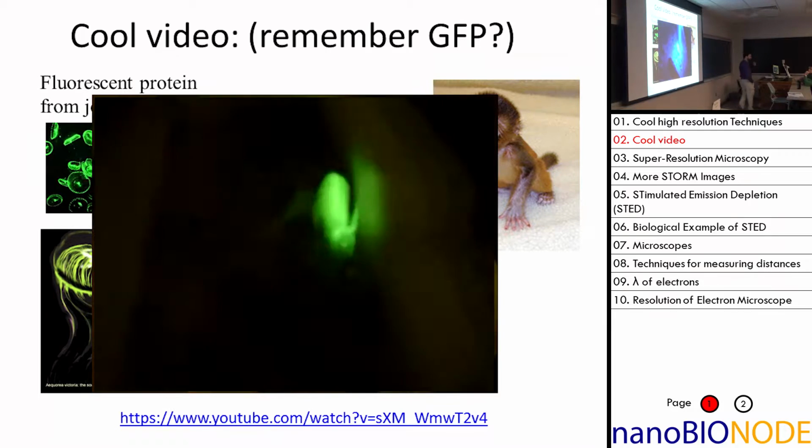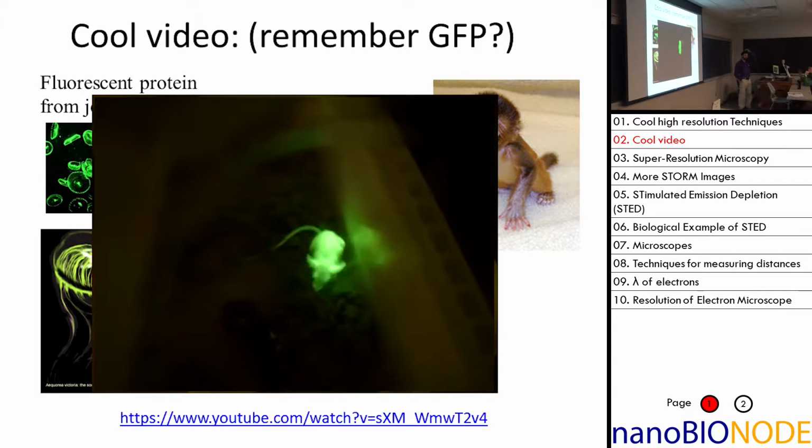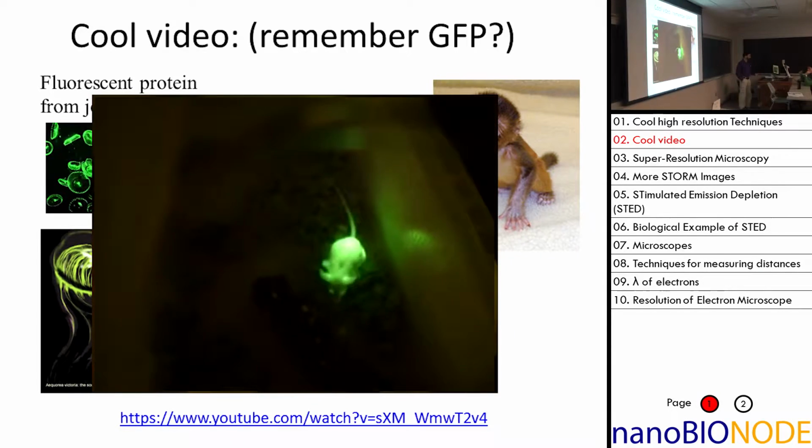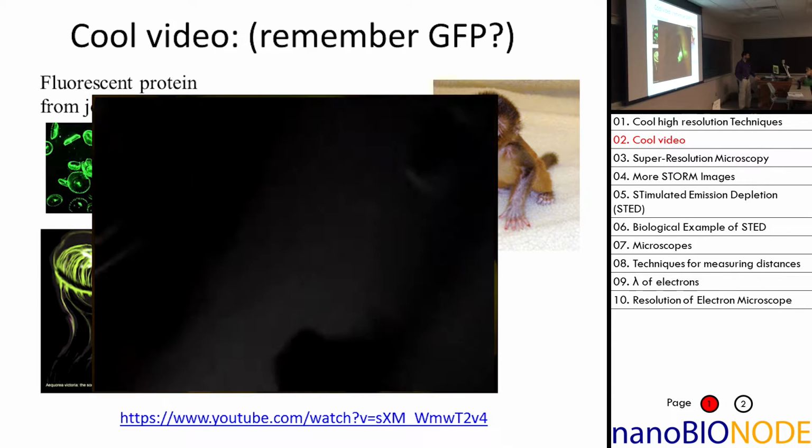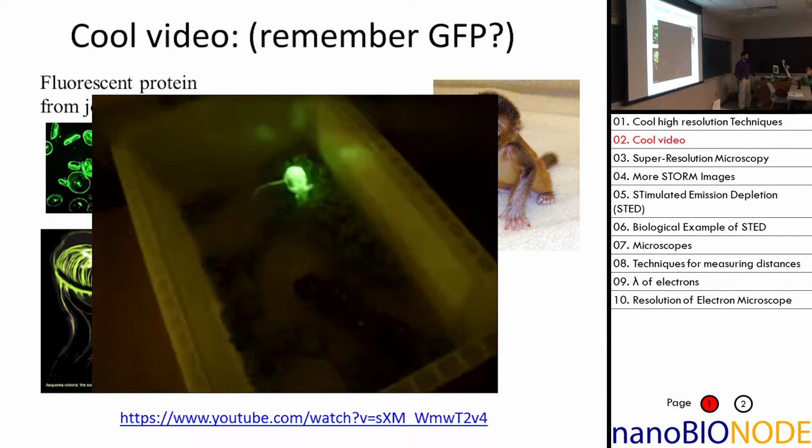Anyways, the point is you can make a green fluorescent mouse. When they say he's fertile, would he pass on the green fluorescent protein? Yes. That's awesome.